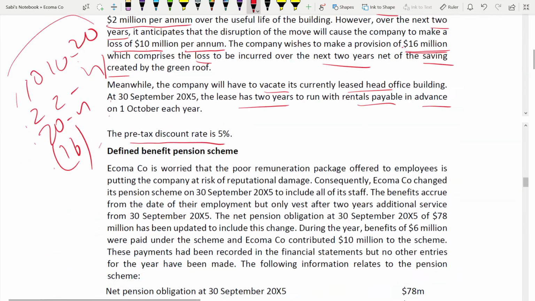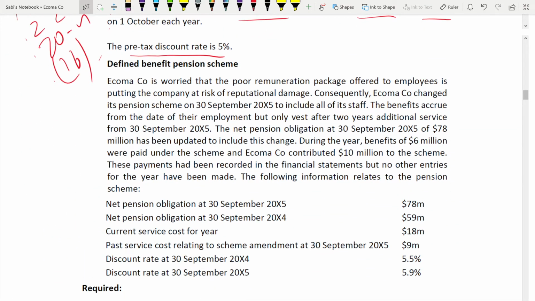Okay. Let's read. Ecoma is worried that the poor remuneration package offered to employees is putting the company at risk of reputational damage. They have changed their pension scheme to include all of its staff. The benefits accrue from the date of employment, but only vest after 2 years. Additional service from 3rd September to 30th September 2005. The net pension obligation of 78 has been updated to include this change. That means this is the updated version. You don't have to change this 78. Okay. So during the year, benefits of 6 were paid under the scheme. And Ecoma contributed 10 million to the scheme.